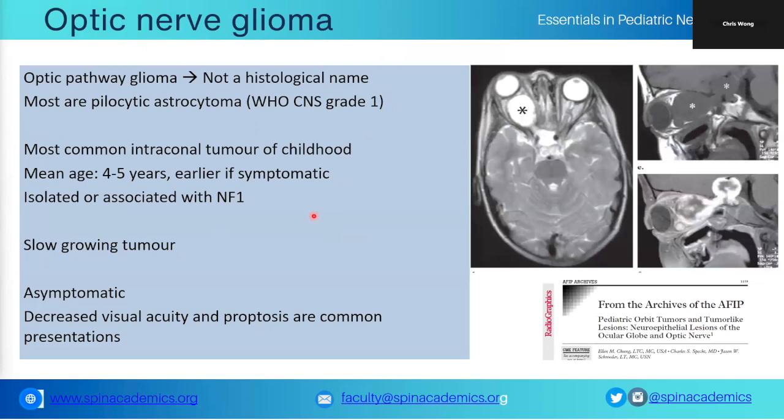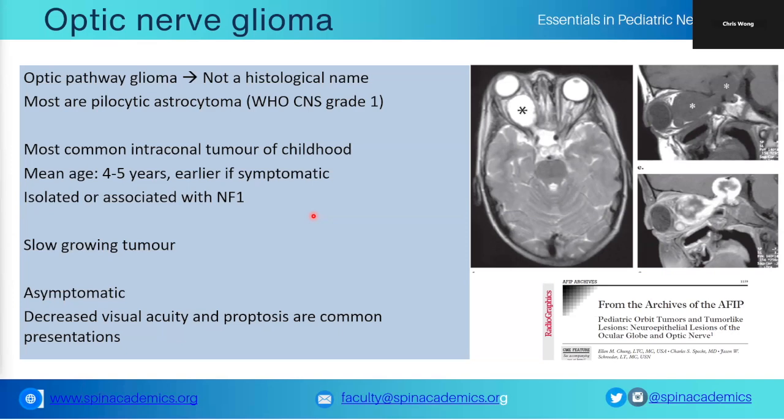Actually, optic nerve glioma and optic pathway glioma are not histological names. Most of them are actually pilocytic astrocytoma. And it is the most common intraconal tumor in childhood. The mean age at presentation is 4 to 5 years of age. If it is symptomatic, it may present earlier. It can be an isolated condition or associated with NF1.